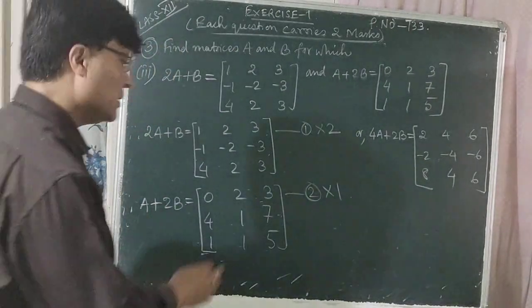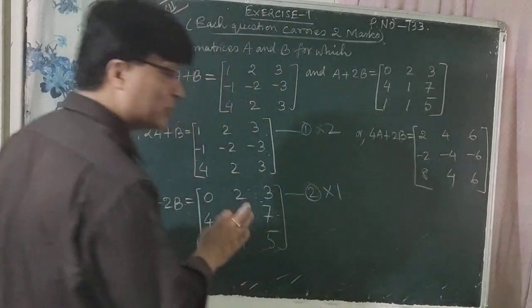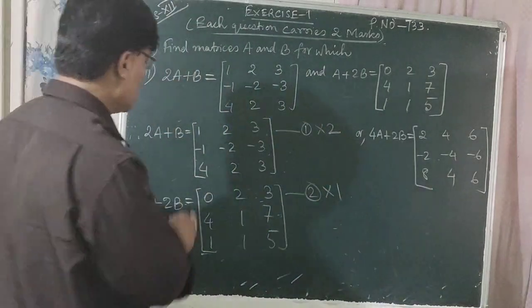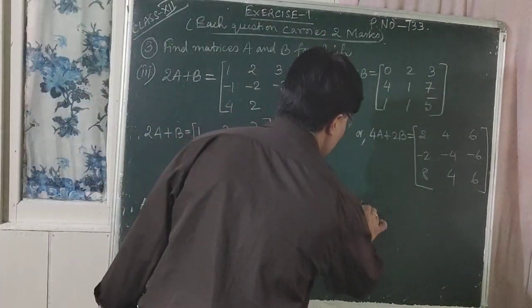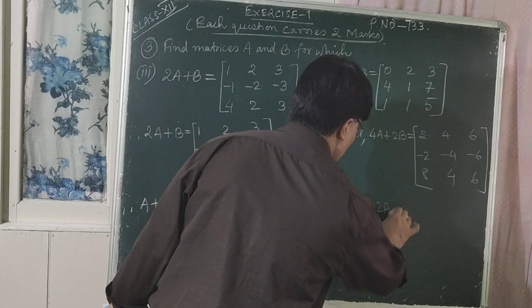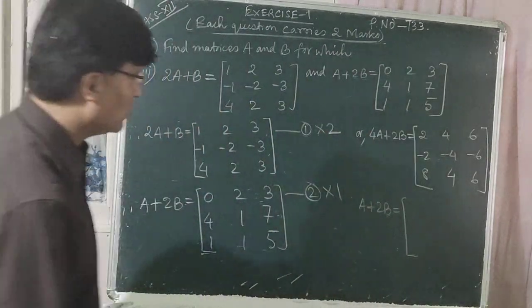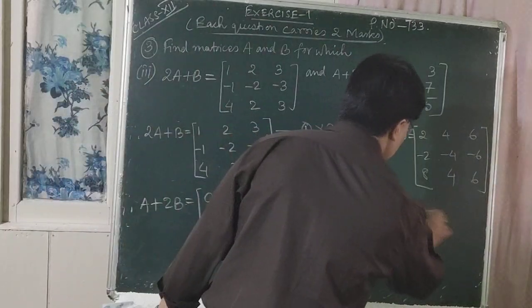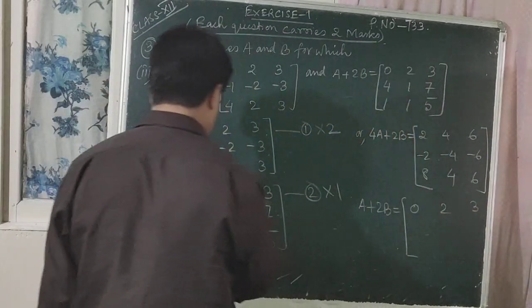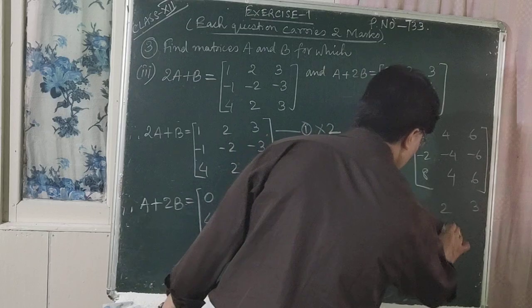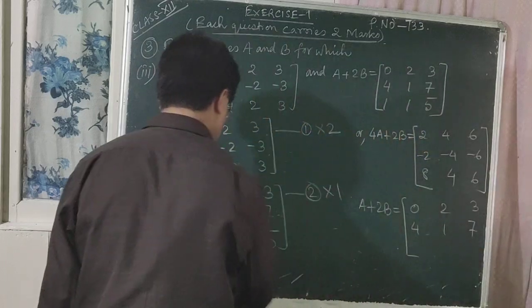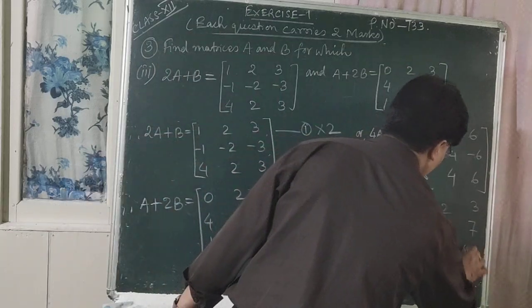As the next, second equation, keep it as it is. It is multiplied by 1, so it remains the same. That is A plus 2B. A plus 2B is equal to, what is the matrix given here? Write the matrix here. 0, 2, 3, right? 4, 1, 7. Next 1, 1, 5, right?